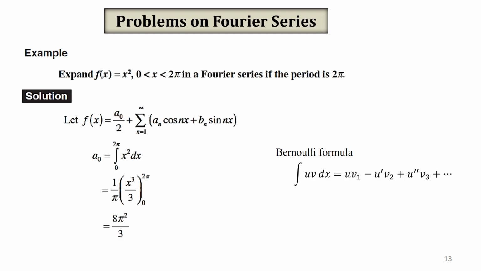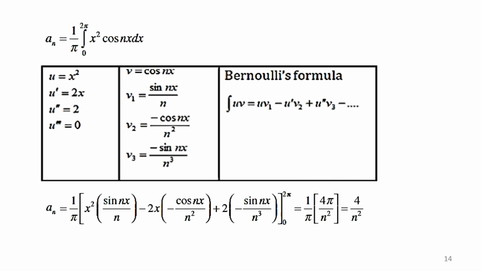Here you have the a naught value, integral from 0 to 2 pi of f of x, so f of x value is x square dx. On integrating x square, you will get x cube by 3, and substituting 0 to 2 pi, you will get 8 pi square divided by 3. And if a n is equal to 1 by pi integral 0 to 2 pi x square cos nx dx, you can use Bernoulli's formula.